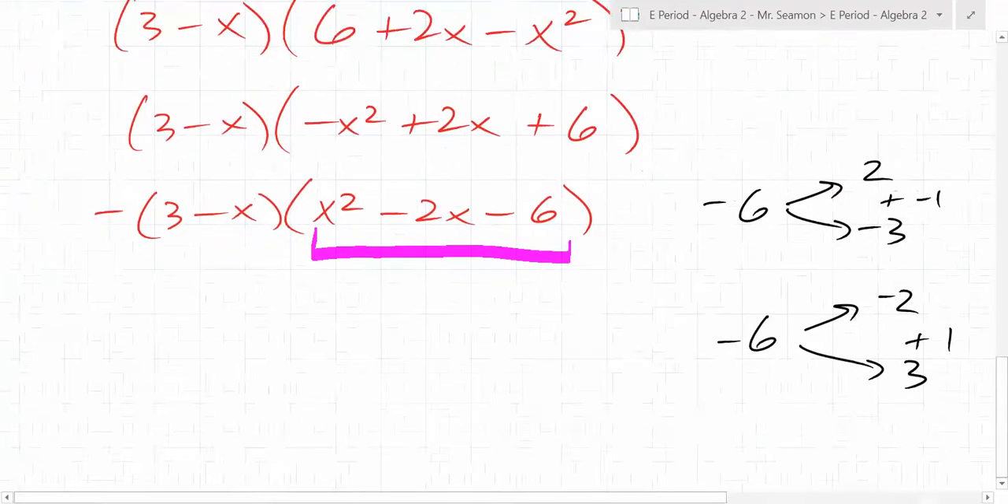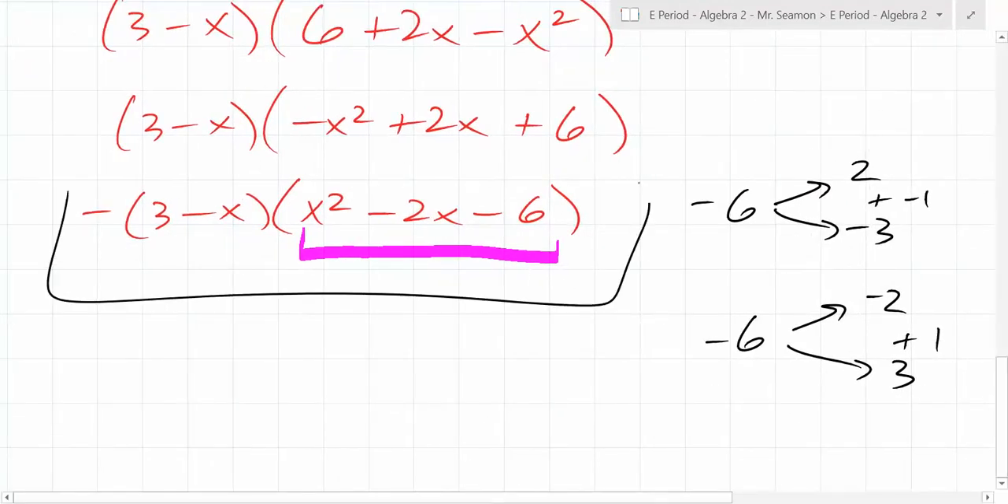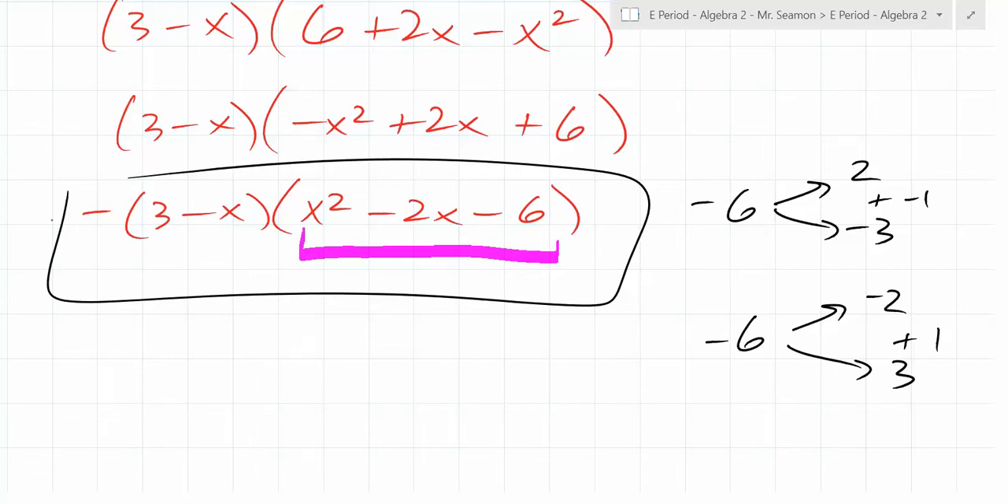So what can you say at this point? This is fully factored. This right here, the purple underline, it's a prime polynomial. Meaning, can it be factored with something other than integers? Yes. Anything can be factored. But in this case, can it be factored with integers? No, it cannot. Yes, Nick.